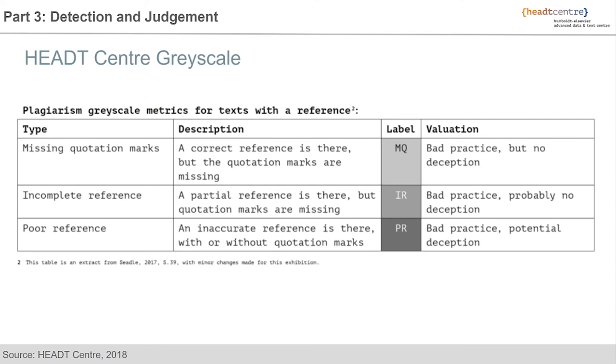The HEADT Center uses a grayscale. This is something that I developed when I was writing one of my books on quantifying research integrity. There are cases where there's actually a reference, but the reference is imperfect. Quotation marks are missing. It's incomplete. This is a problem, but it is not perhaps a fatal problem. It's negligence.